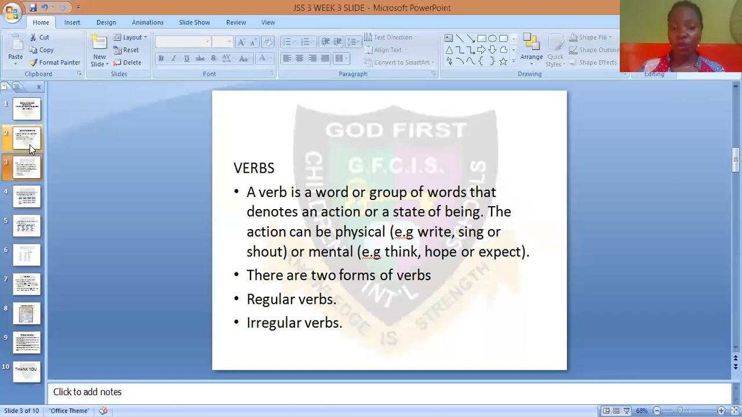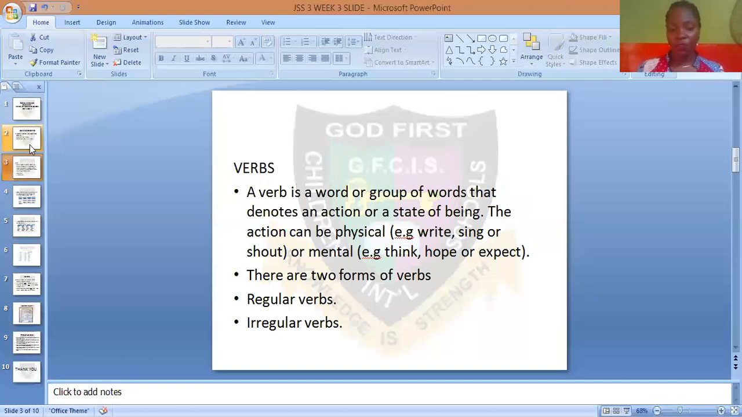A verb is a word or group of words that denotes an action or a state of being. It could also be said that a verb is an action word or a doing word. The action can be physical, for example, write, sing, or shout, or mental, think, hope, or expect.